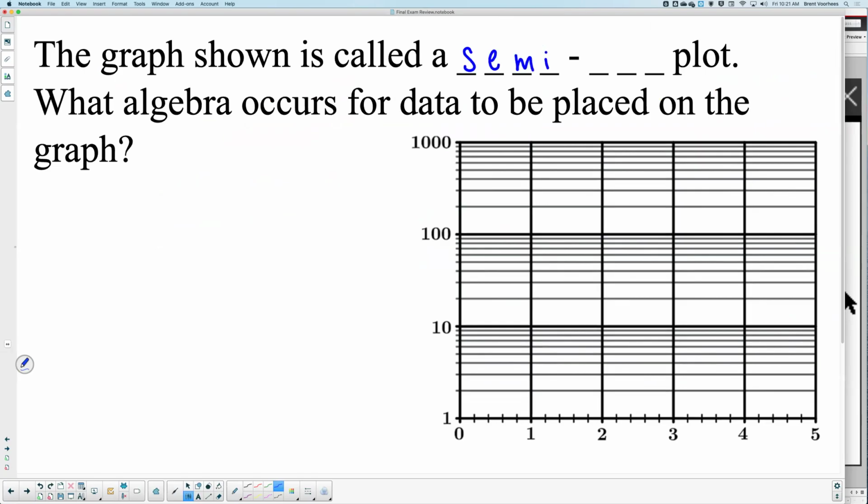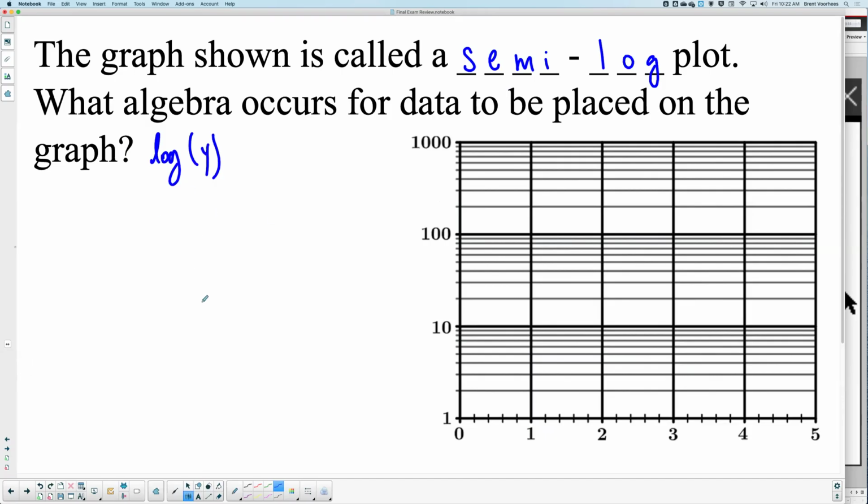Now, why did they call it a semi-log? Because you don't log the whole graph. You log half of it. Semi means half. What half gets logged? The y. What's happening is you log the y. Remember, what algebra occurs for the data to be placed on the graph? You log your y values.